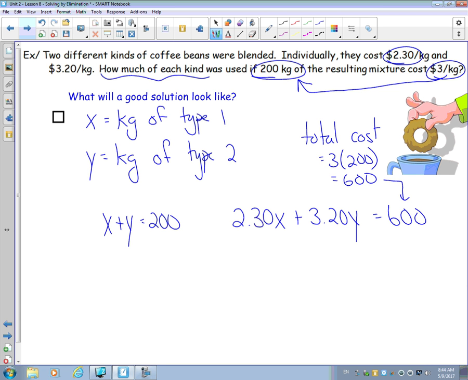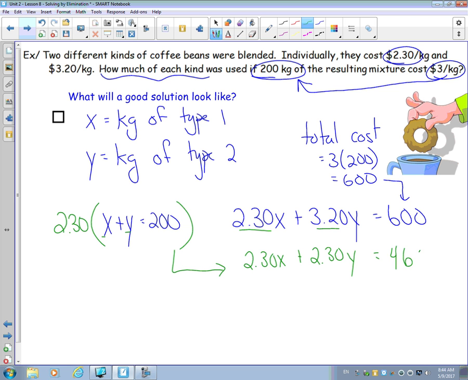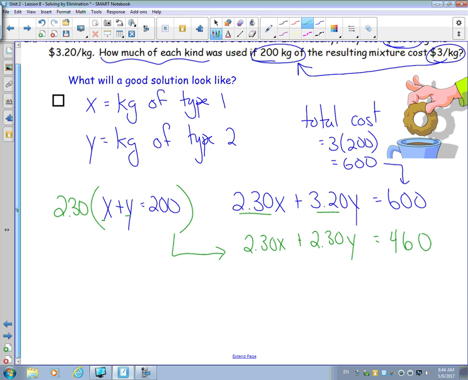Now this looks like a perfect elimination question for me. I've got x, y, number. But right now, my x's don't match. My y's don't match. But I can really easily fix that by multiplying this equation by 2.30. That will give us 2.30x plus 2.30y and 460 as the number. And now I've got an elimination question.